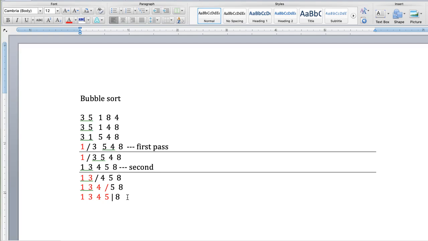Okay, so this is with bubble sort. So in the next video, we're going to do an insertion sort and a selection sort problem right in here, so that you know how you can do it in your quiz.